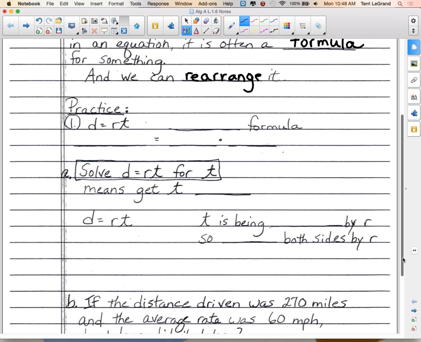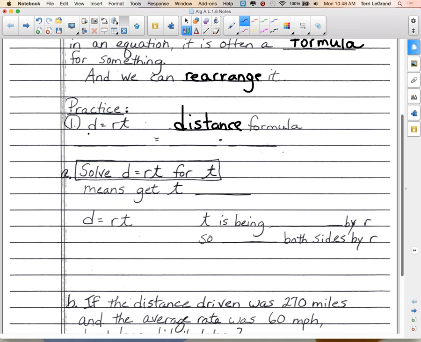D equals RT has 3 variables in it. I think it's some sort of formula. Anybody think they know what formula that is? It's known as the distance formula. So apparently we haven't worked with the distance formula in the past? Okay, we'll be doing it pretty soon. In science? Okay, well, good. We're going to be doing the same thing in science.